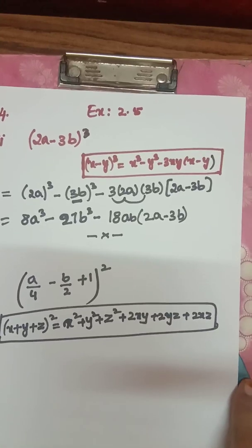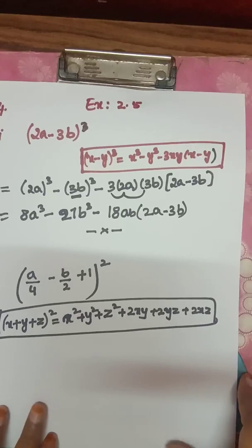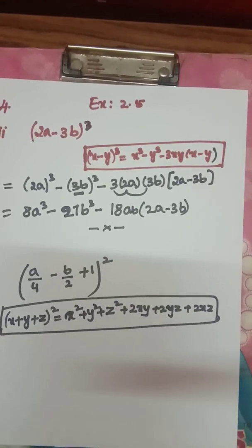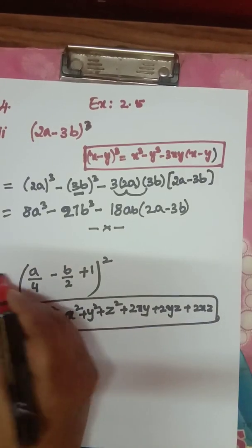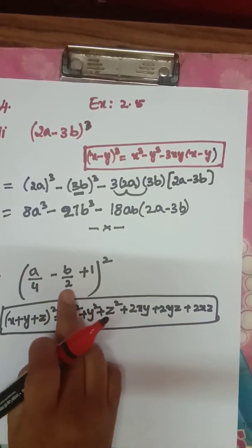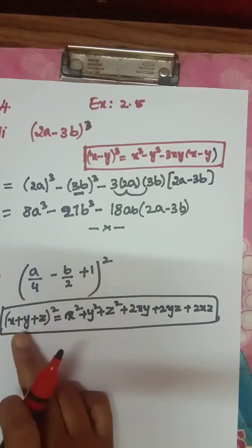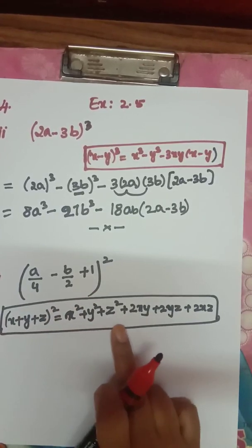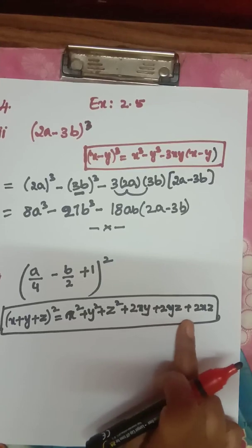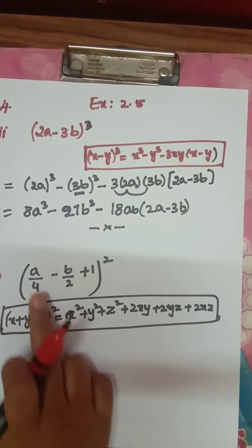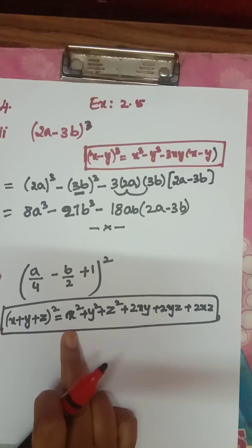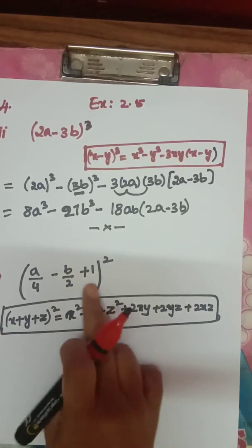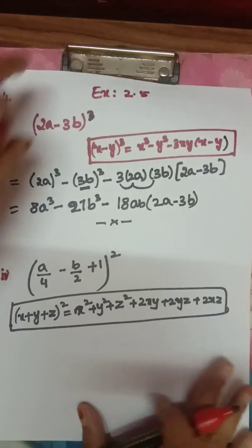Now let's move to the fourth bit, that is (a/4 - b/2 + 1) whole square. This is in the form of (x + y + z) whole square, that is x square plus y square plus z square plus 2xy plus 2yz plus 2xz. In the place of x I am going to substitute a/4, in the place of y I am going to substitute -b/2, in the place of z I am going to substitute 1.